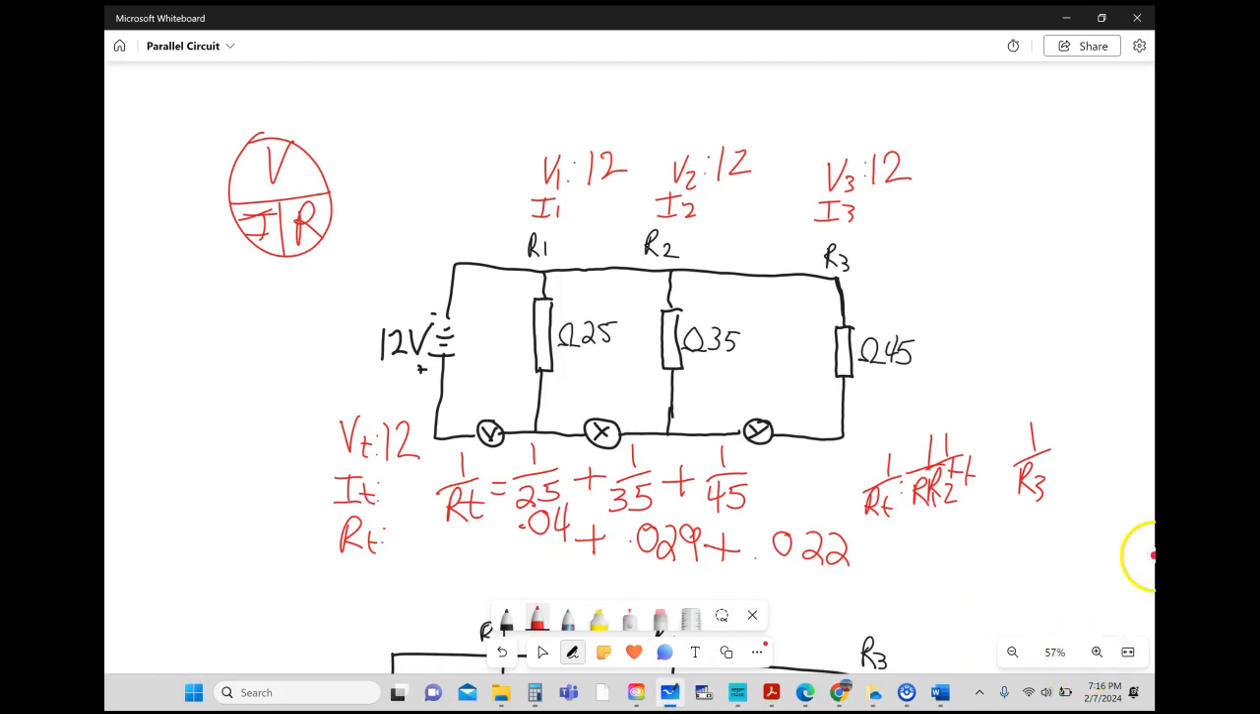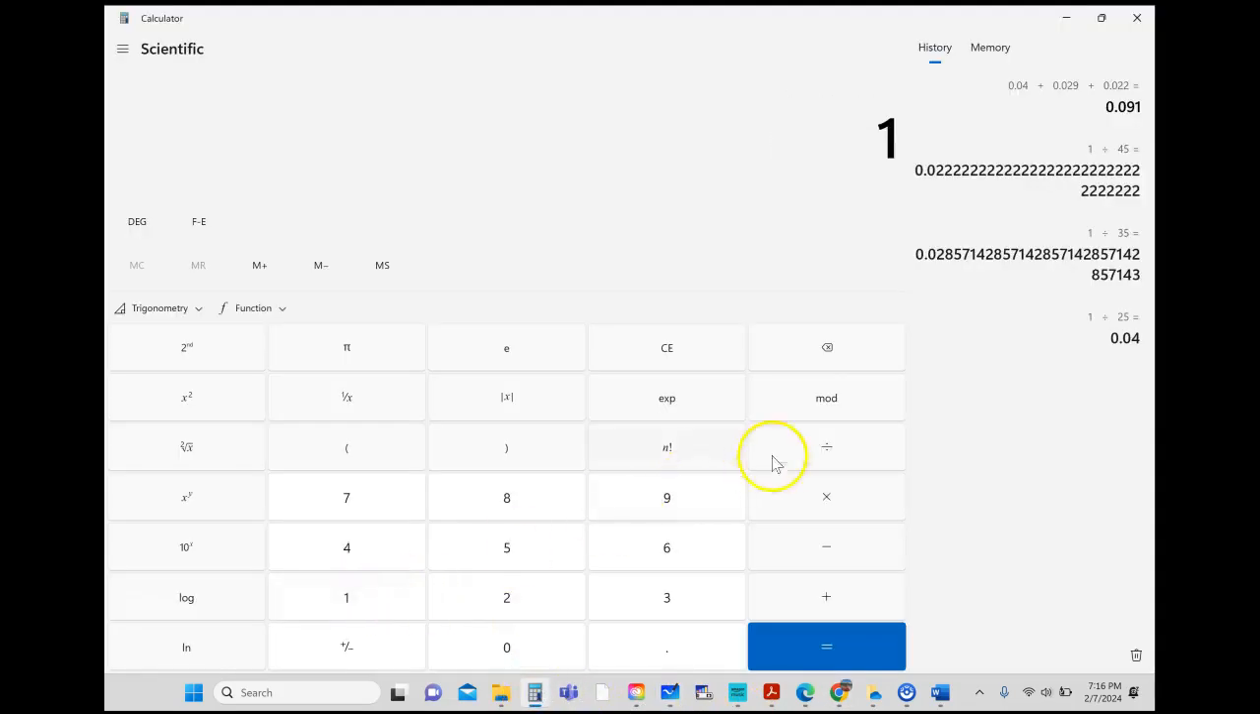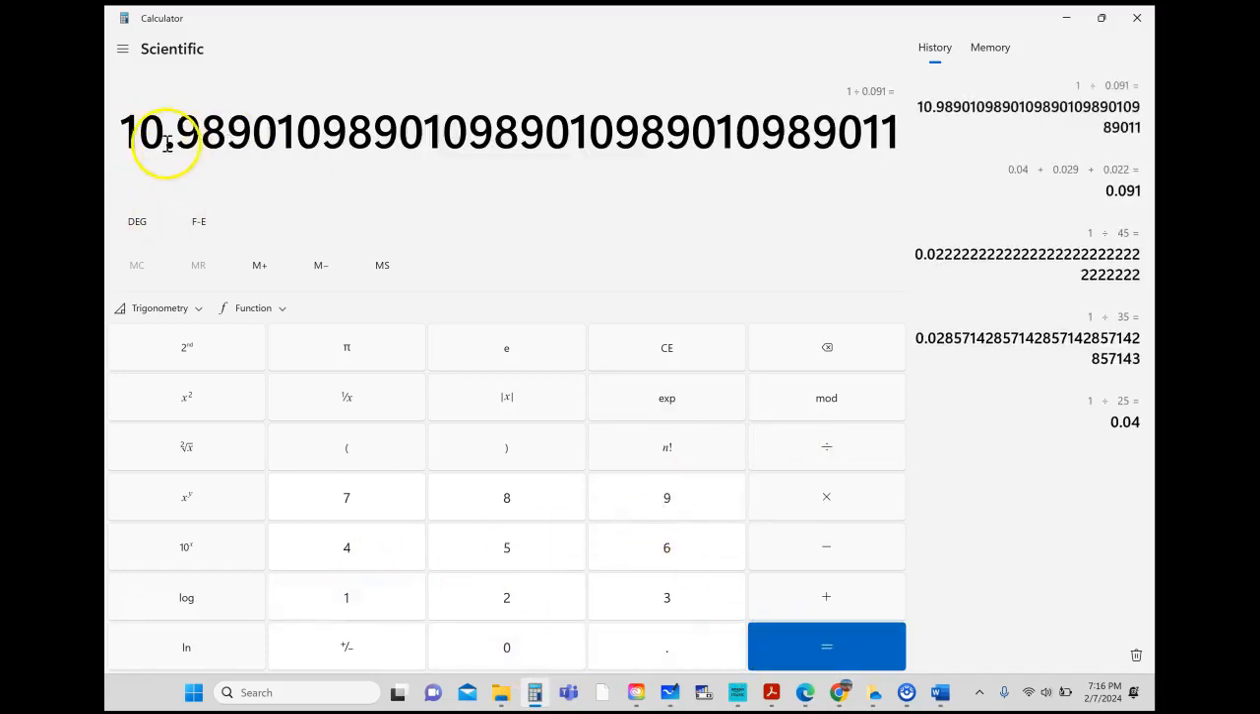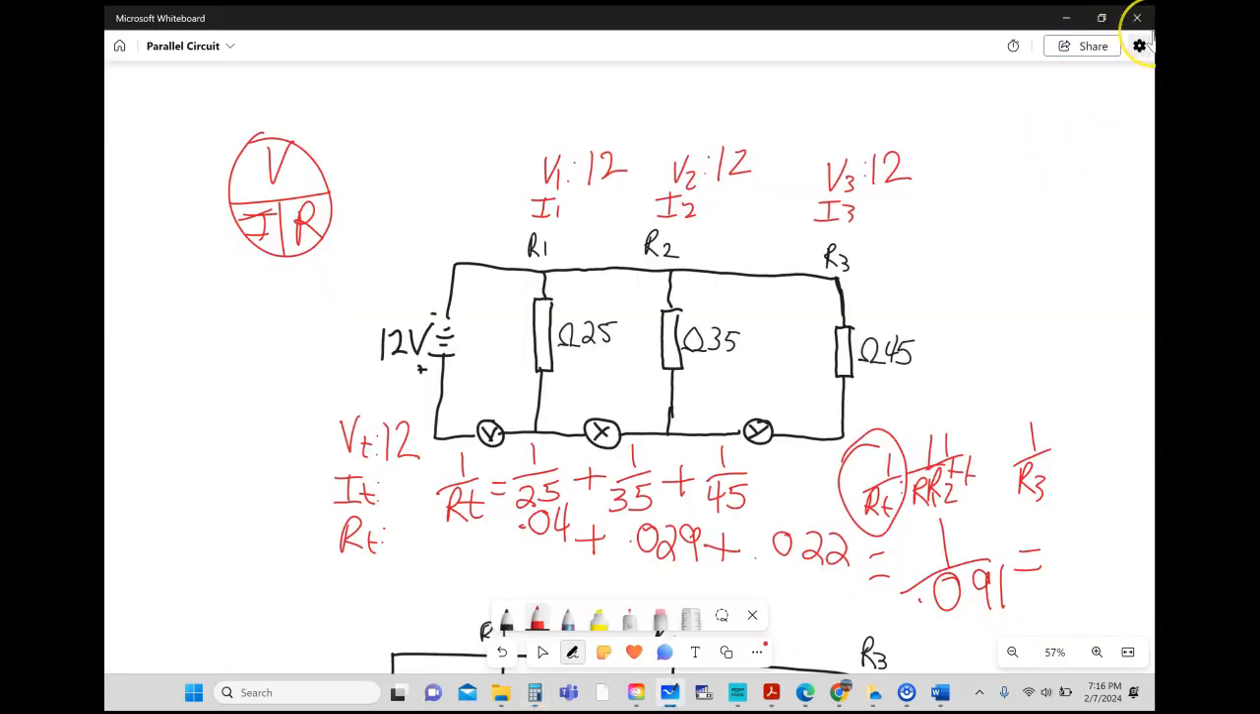Okay, so we can go ahead and say that is, now we got to do 1 divided by 0.091 equals. Why? Well, because we are doing a reciprocal of. Okay, this is what we're solving for. So 1 divided by 0.091 equals 10.98. We're just going to round that up to 11. Okay. All right. So we got our total resistance. We just calculated total resistance.